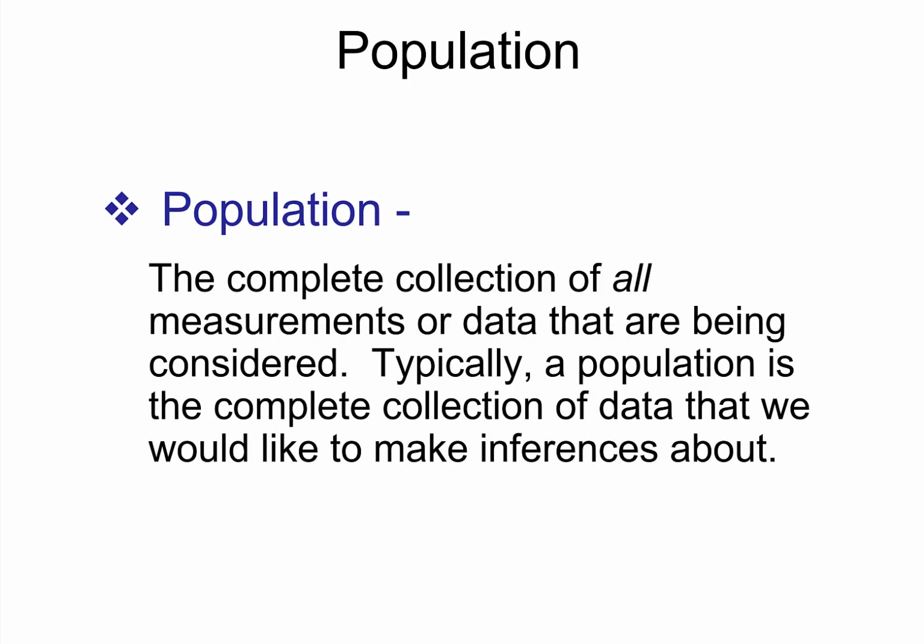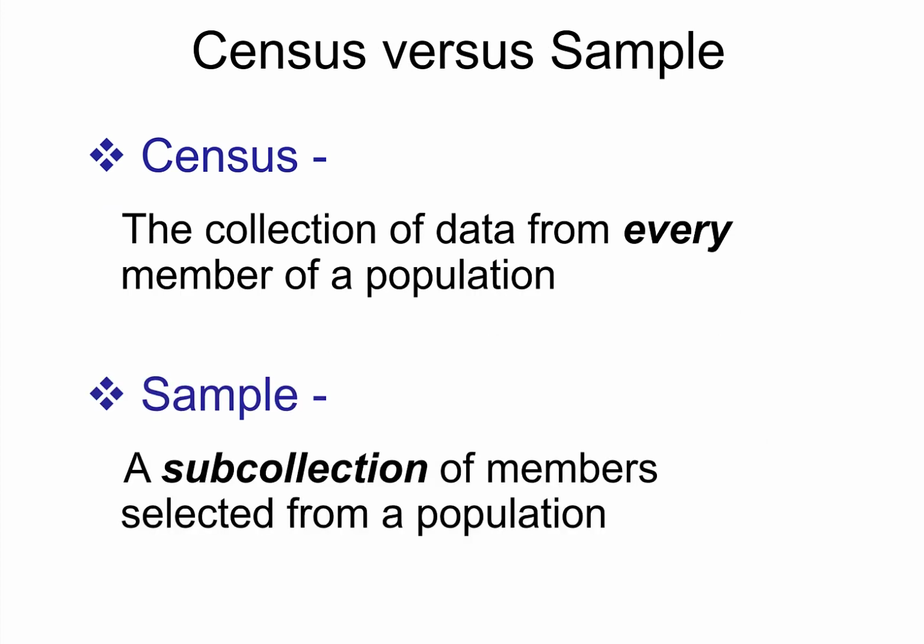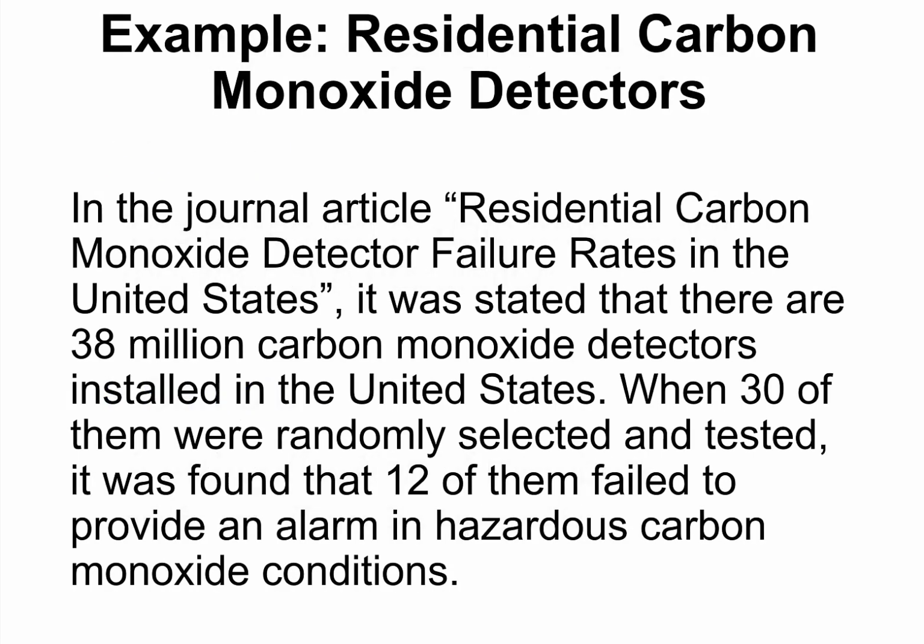A population is the complete collection of all the measurements or data or items that are being considered. This is the whole collection of things that we're interested in making inferences about. A census is when we collect data from every member of the population. A sample is a sub-collection of the members selected from a population. Let's take a look at an example.